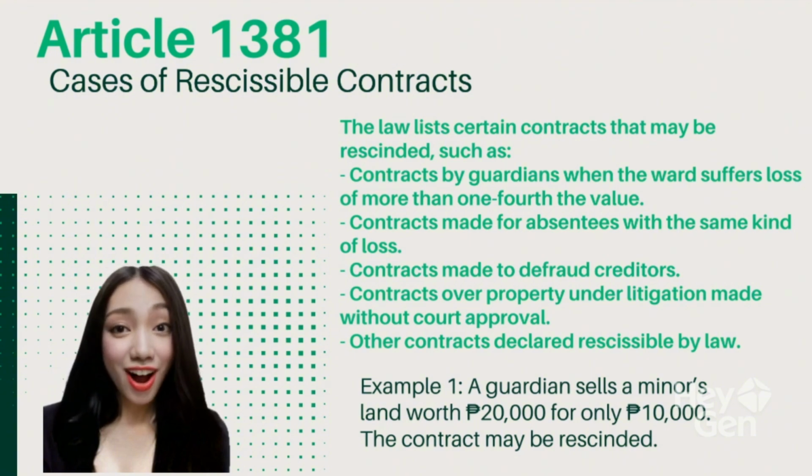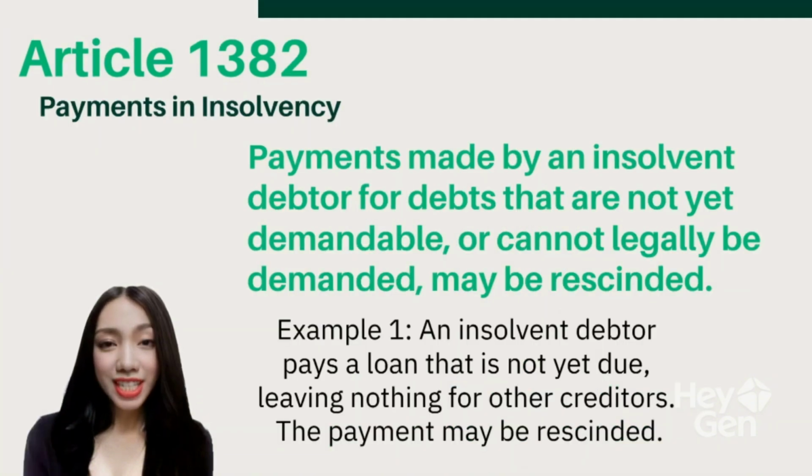Example 1. A guardian sells a minor's land worth $20,000 for only $10,000. The contract may be rescinded. Article 1382. Payments in insolvency. Payments made by an insolvent debtor for debts that are not yet demandable or cannot legally be demanded may be rescinded. Example 1. An insolvent debtor pays a loan that is not yet due, leaving nothing for other creditors. The payment may be rescinded.